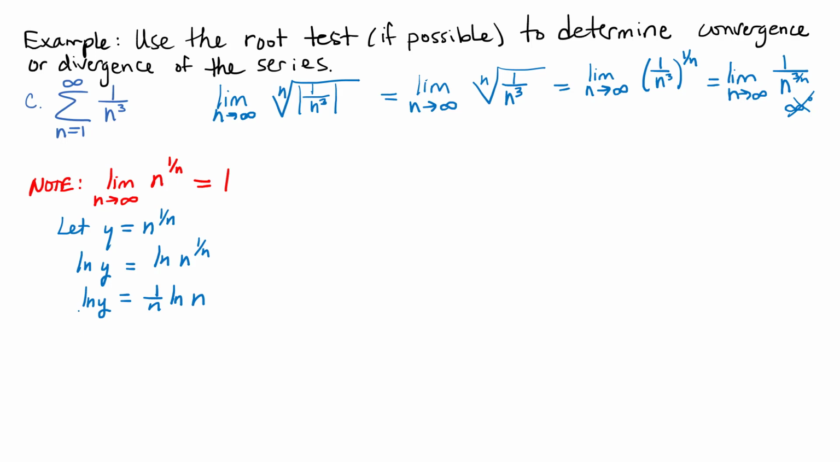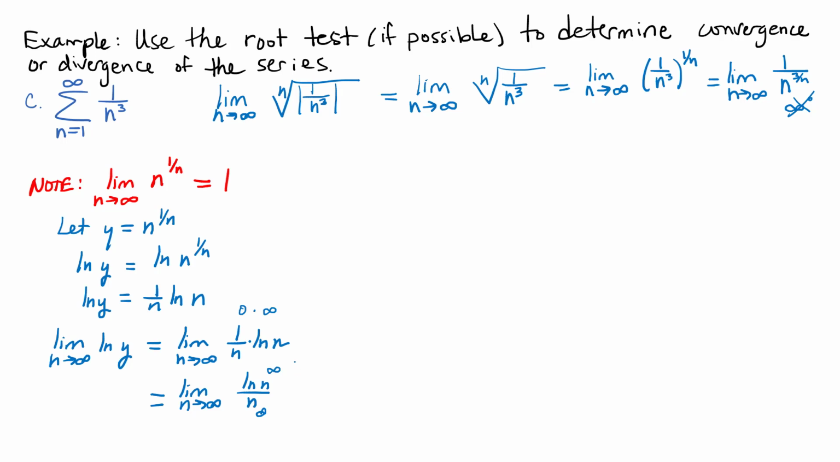So what we're going to do now is take the limit as n goes to infinity of the natural log of y. In other words, the limit as n goes to infinity of 1 over n times the natural log of n. We have a product here. You can think of it as a product of 0 times infinity, because as n grows large, so does natural log. But you can also think of it as the limit as n goes to infinity of natural log of n over n, which would be infinity over infinity. And we could apply L'Hopital's rule.